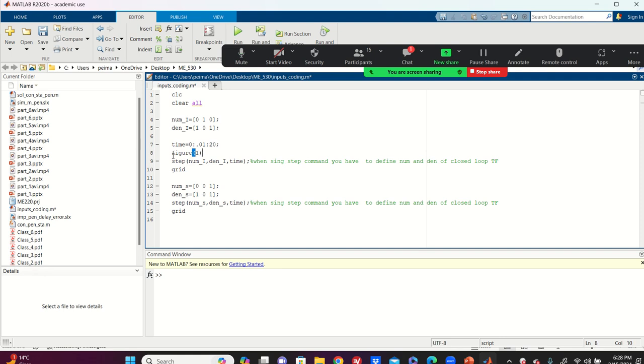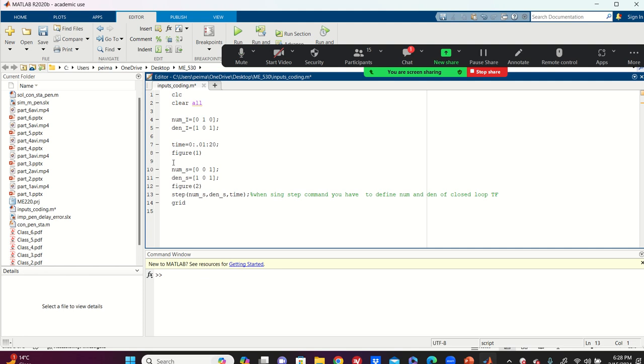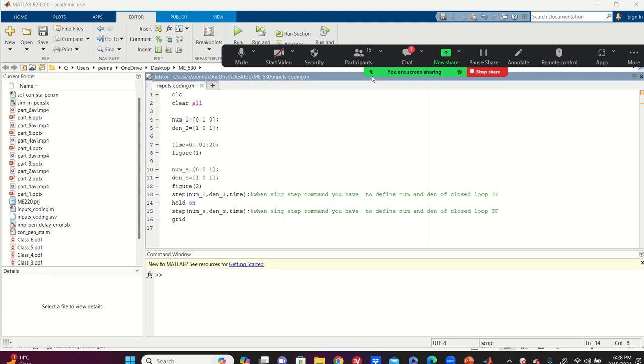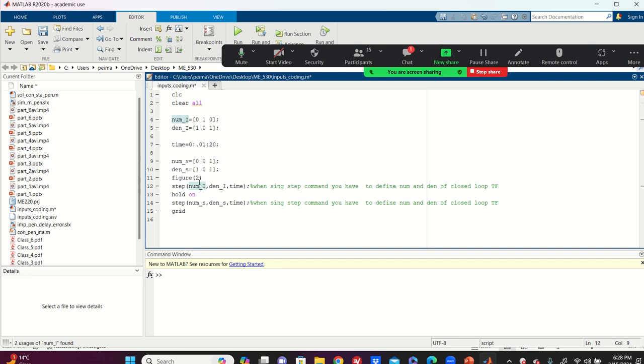Oh, because I have two graphs. Figure 1 and the figure 2. Or, you know what? I'm gonna plot all of that together. Let me see if it works. I'm gonna put the impulse with the step together. Let me see if it works. Yeah, it works. It's good. I'm gonna compare them. It's a good idea.